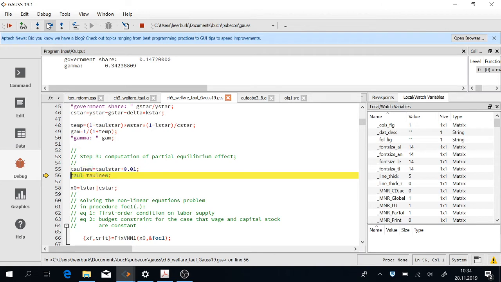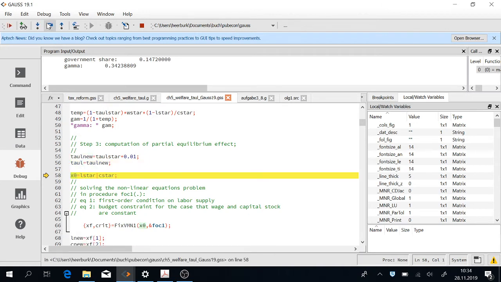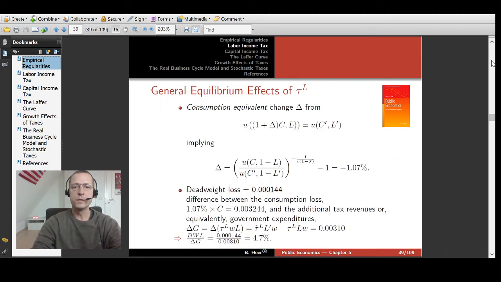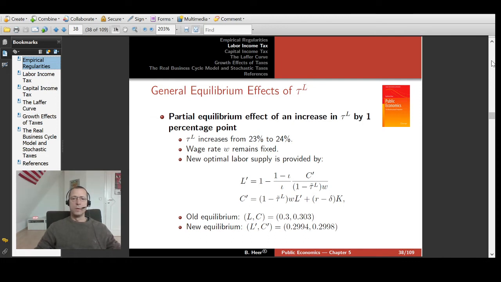So when tau L is set to 24%, how do we compute the partial equilibrium effect? Let me get back to the slides for this reason. The partial equilibrium effect is computed as follows. We assume that the wage rate remains fixed, the gross wage rate W. Also, the capital stock remains fixed, so that the income of the household is net labor income, 1 minus tau L times WL, plus interest income net of depreciation, R minus delta times K. This is the second equation on slide 38.